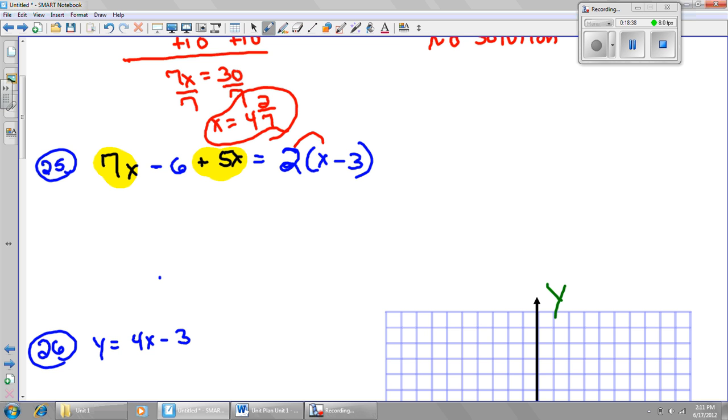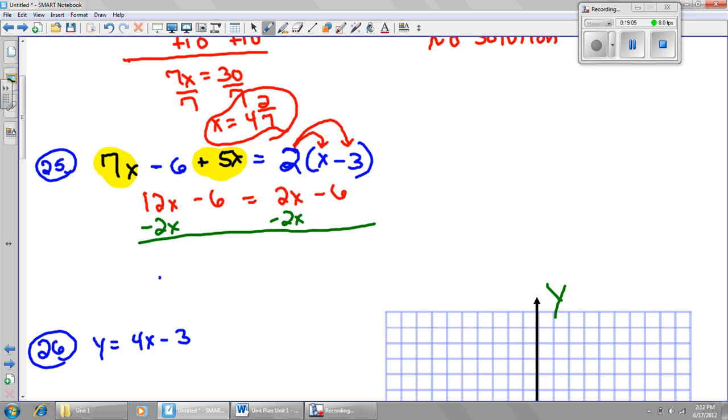Boom and boom. On this one, I'm going to do it distributing. 7x and 5x is 12x minus 6. That's going to equal 2x minus 6. I'll subtract 2x from each side. And I made a mistake in the original problem.